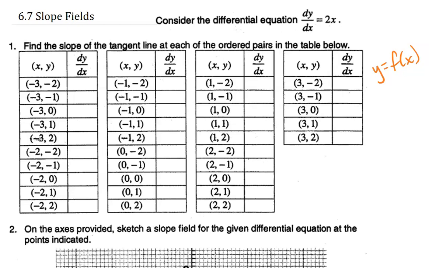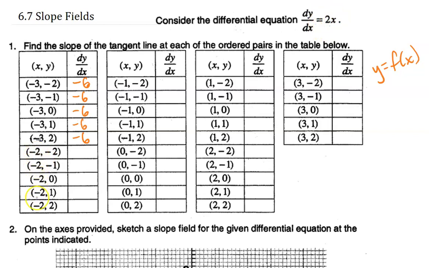Starting with our derivative, dy over dx equals 2x, which means the slope at every point is twice the x coordinate. This is the third time we've used this particular differential equation as an example, so we should be pretty familiar with what this is going to look like already. When we have the point (-3, -2), twice that x coordinate is -6, so my slope is -6. At (-3, -1), again, slope is -6. At (-3, 0), again, the slope is -6. Anywhere the x coordinate is -3, we have a slope of -6 because this derivative is only dependent on the x coordinate.